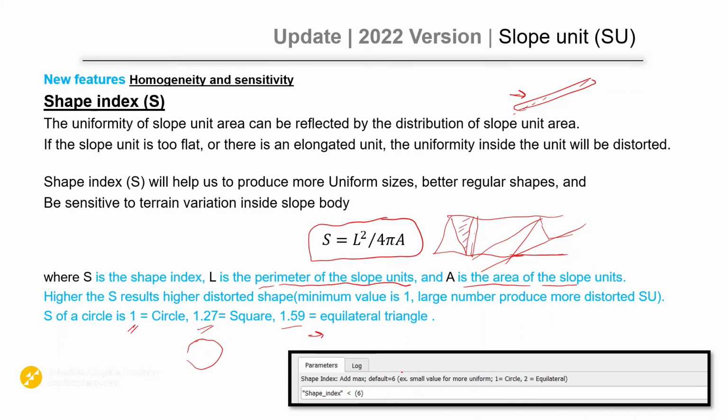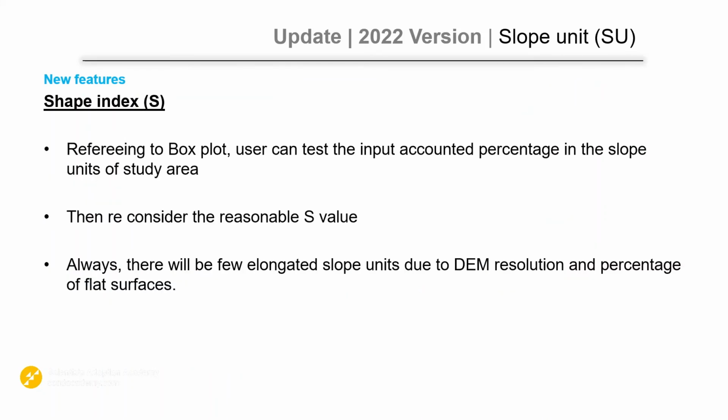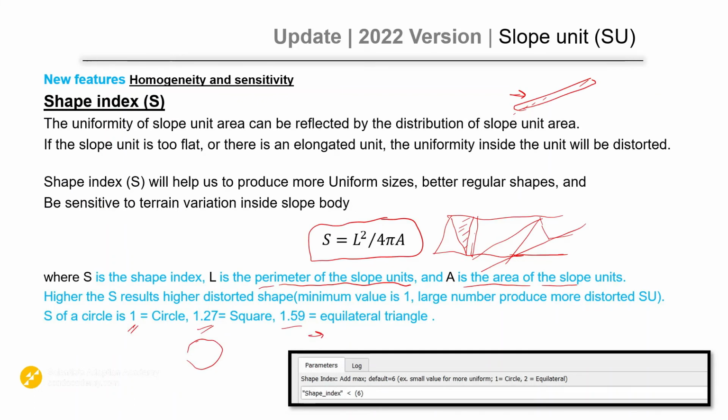So we assume 6. As I tested here, you can try within 5, 6, 7. But when you increase the shape index, the deformation will increase. What we say here is that the shape index will help us produce more uniform sizes and better regular shapes, and be sensitive to the terrain variation inside the slope body.